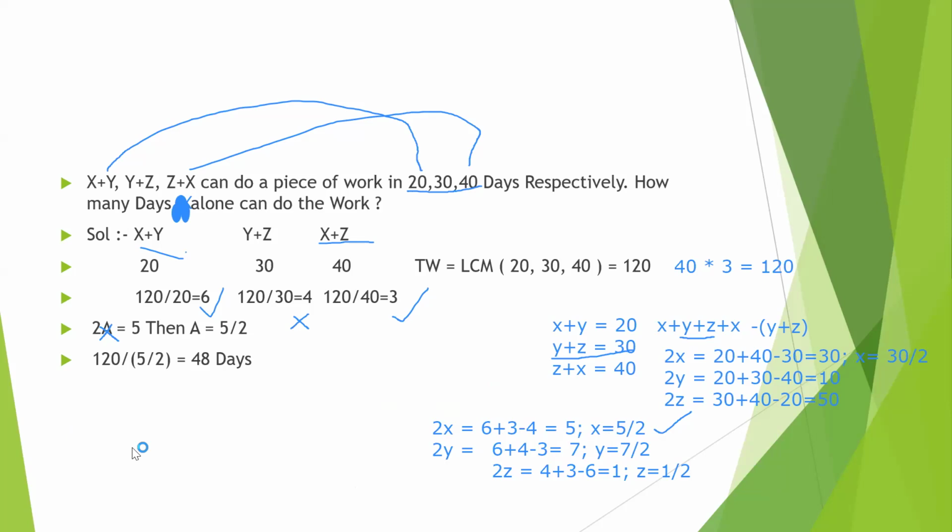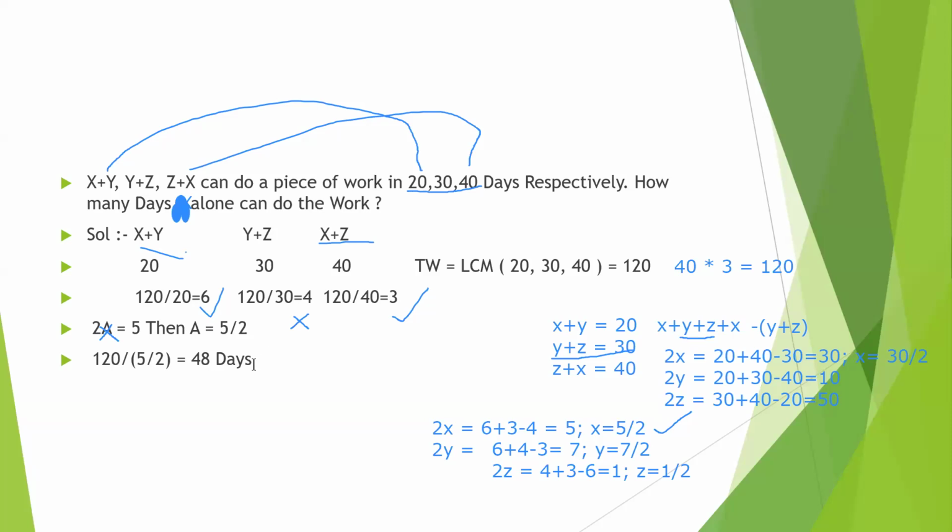Now we have to calculate how many days x alone can do the work. So here we say x alone can do the work. Here total work is 120. Then x alone can do the work in 120 divided by 5 by 2, that equal to 24 into 2, that equal to 48 days.